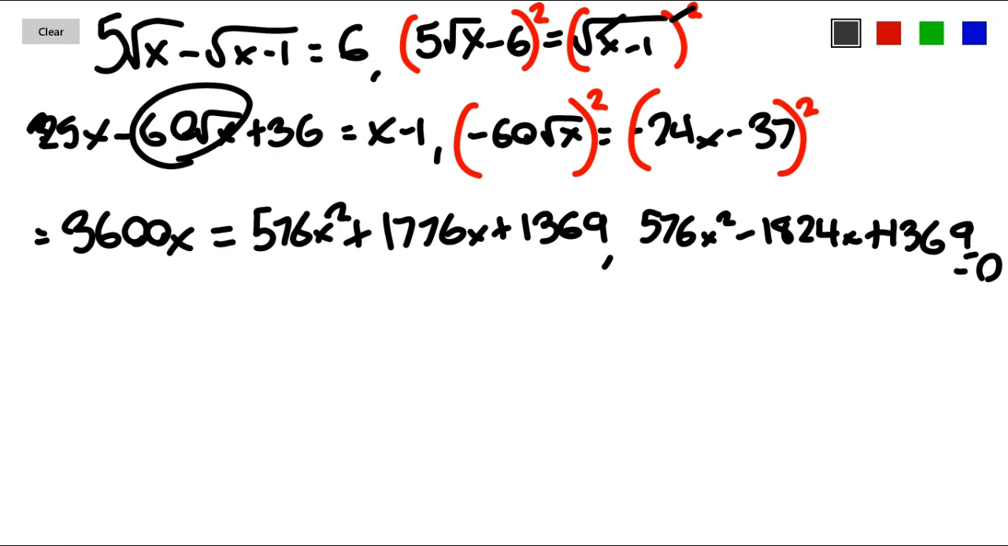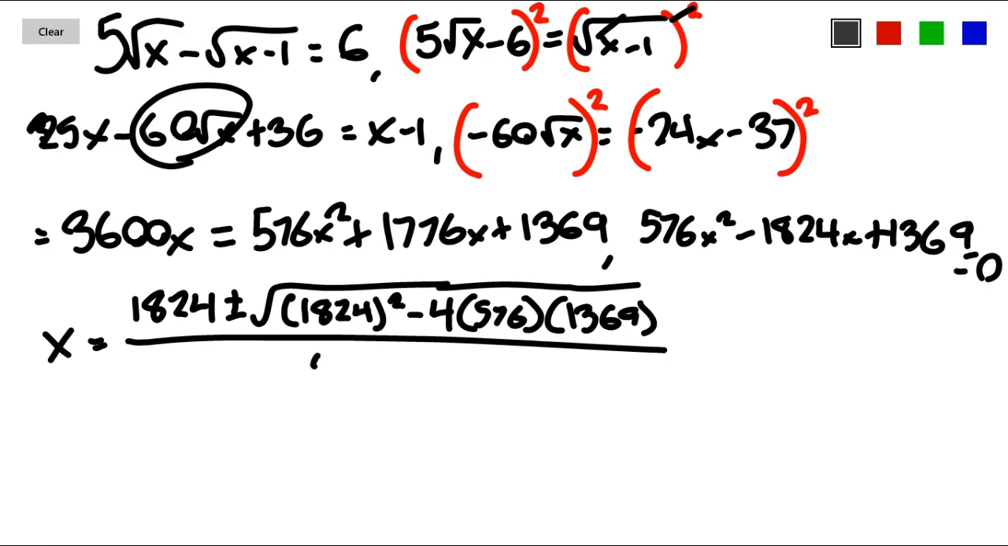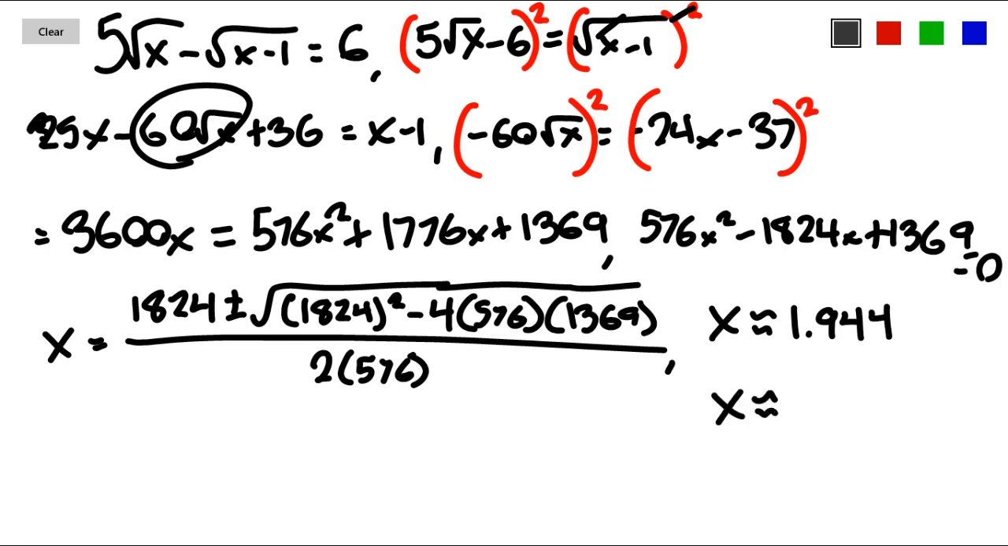And so whenever I do that, I have x is equal to 1824 plus or minus the square root of 1824 squared minus 4 times A, which is 576, and C, which is 1369, and all of this is divided by 2 times 576. And so what I get from my answers is that x is around 1.944. I'll round it to 3 decimals. And I also have x is around 1.222.